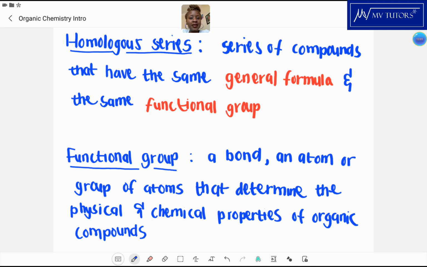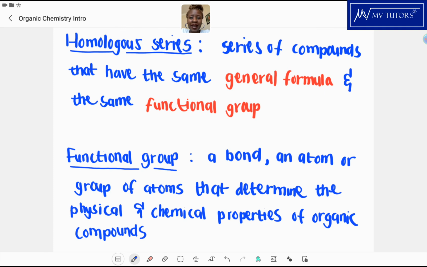Okay guys, so what is the homologous series? It is a series of compounds that have the same general formula and the same functional group. In the next video we're going to talk thoroughly, or maybe briefly at the beginning, about these homologous series. For example, for now I can just mention the alkanes or the hydrocarbons. For the hydrocarbons you have alkanes, alkenes, and alkynes. The difference between them is just that alkanes have single bonds, alkenes have double bonds, and alkynes have triple bonds.